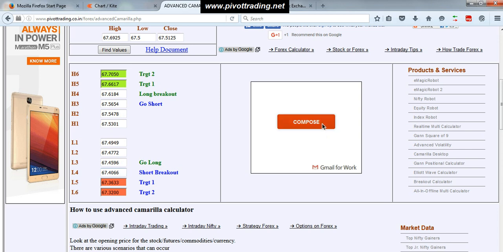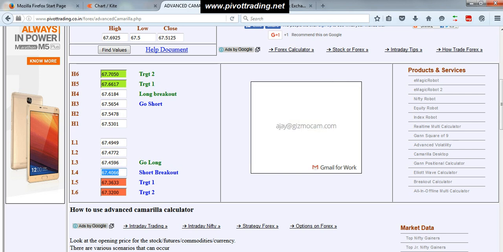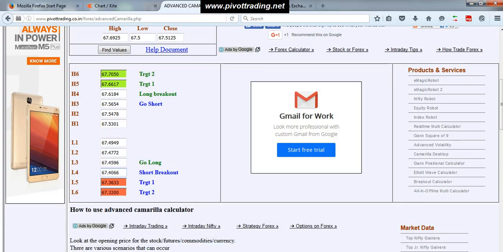Now 67.3513. See, the L4 is 67.4. The price at 9:30 is 67.35, which is below L4. Below L4 means rule 5 applies. LTP is below L4. In this particular case, selling is not suggested. Buying is suggested only above L3. Let's see if at any time L3 was crossed or not. So what does L3 say? L3 is 67.4596.